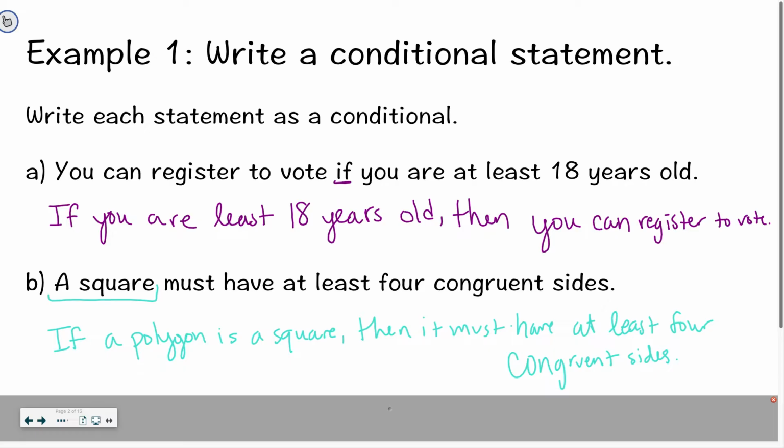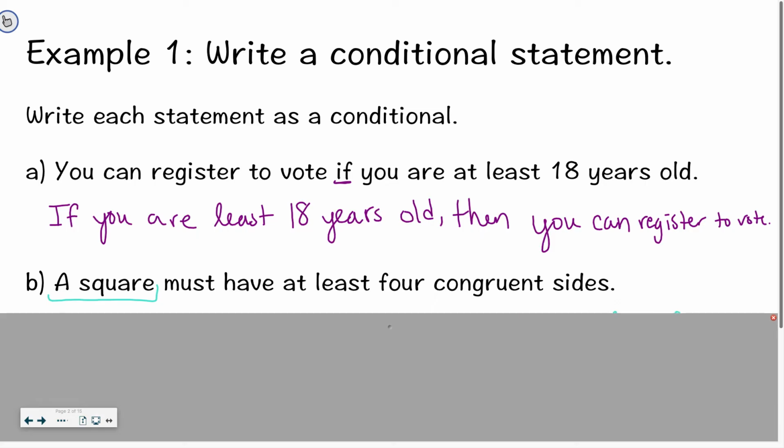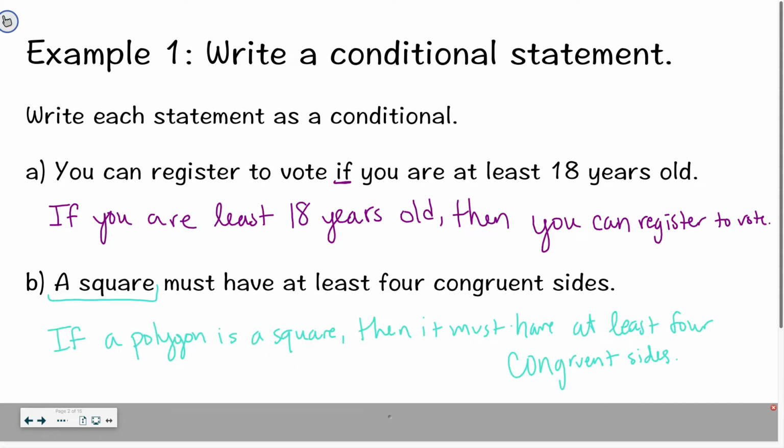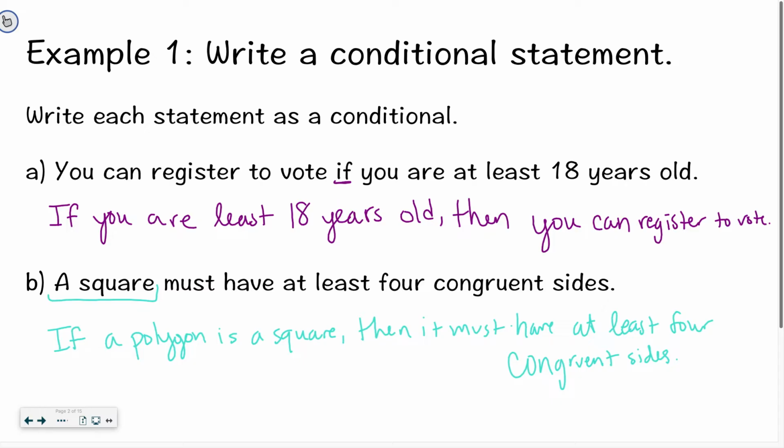Then letter B: a square must have at least 4 congruent sides. This time we don't have the word if and we don't have the word then. So I have to choose which part is going to be my hypothesis and which part is going to be my conclusion. Here I'm just going to start with the square as my hypothesis. So if a polygon, so if a shape is a square, then it must have at least 4 congruent sides. That is one possible answer for that problem.